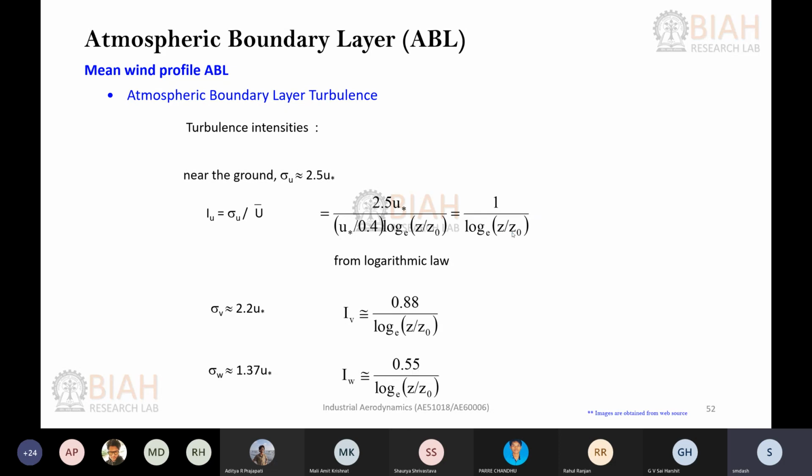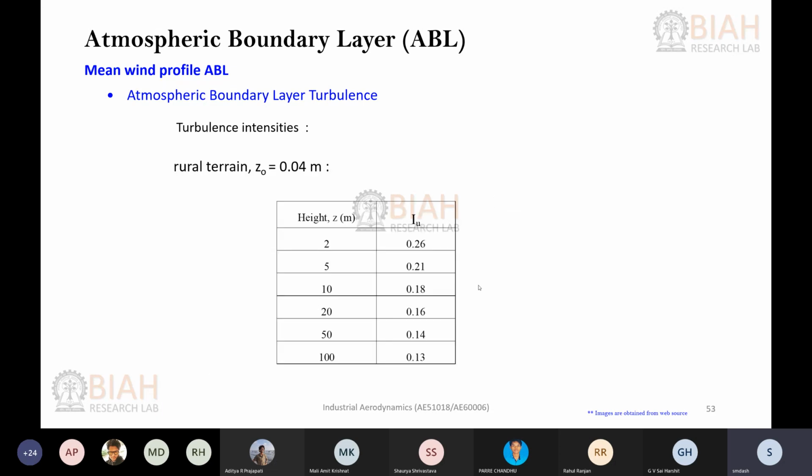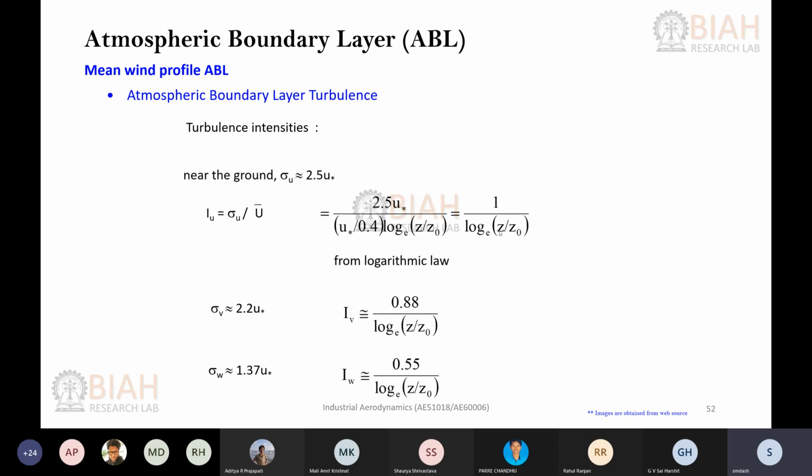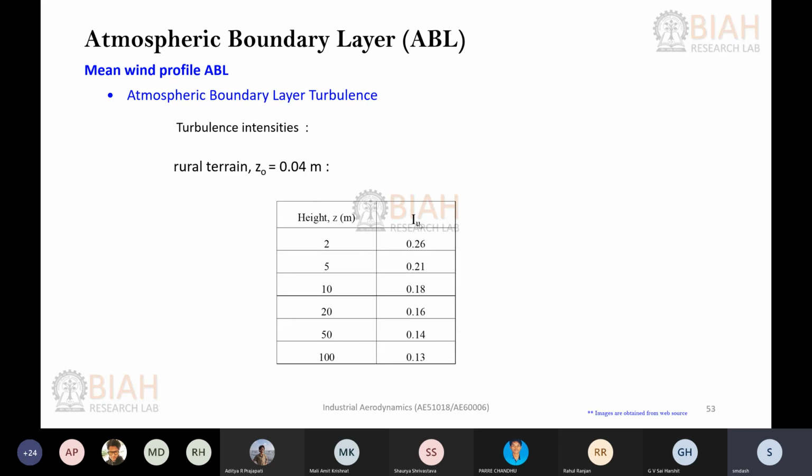You can see that the denominator terms remain the same, but in the numerator the turbulence intensity is highest for the u direction and gradually smallest for the vertical direction. I have substituted the values for Z0 in this equation, and for different heights you can see how IU varies. As you move higher, the turbulence intensity reduces.